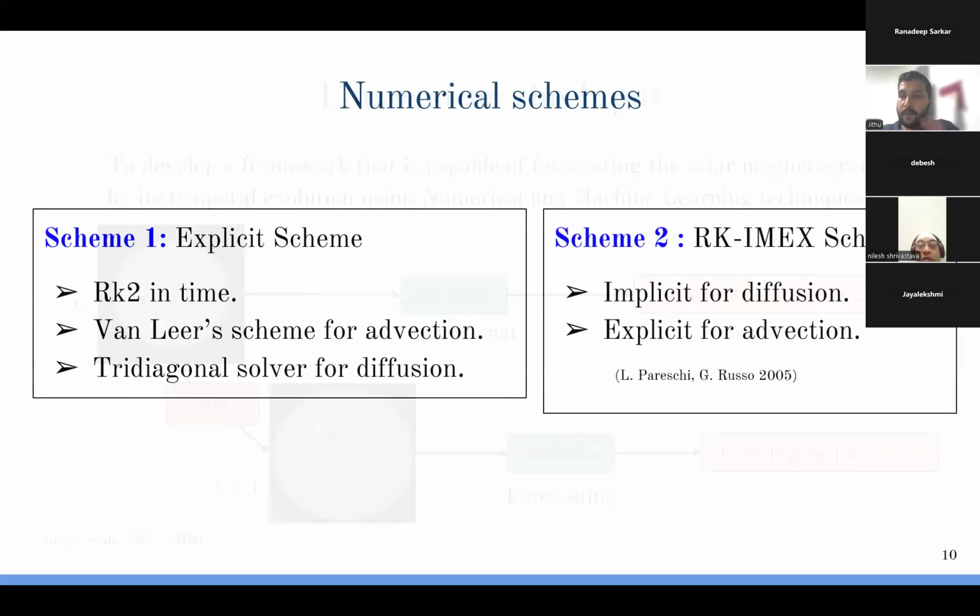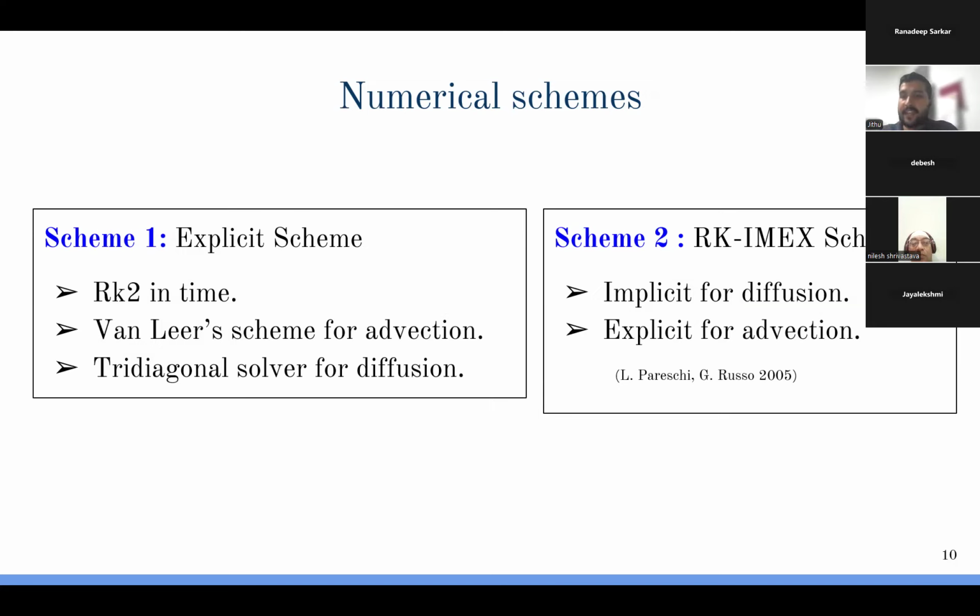Now, I have said that we have used two methods. The first method is the numerical scheme, in which we have separately incorporated two different sub-schemes. The first scheme is a normal explicit scheme. It's a textbook kind of scheme, where you have an RK2 time solver. It's second order in time. You have the Van Leer scheme for advection and a tridiagonal solver for diffusion. I'm not going into details of what these schemes do. I would like to say these schemes are very stable with shocks, and they are second order in space. So altogether the scheme is second order in space and time.